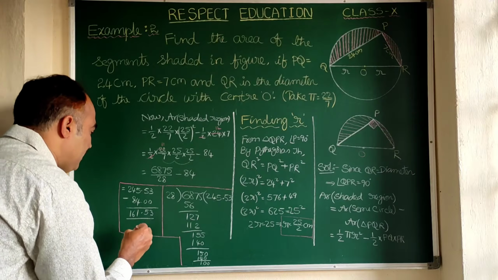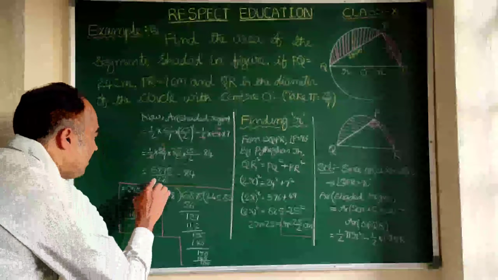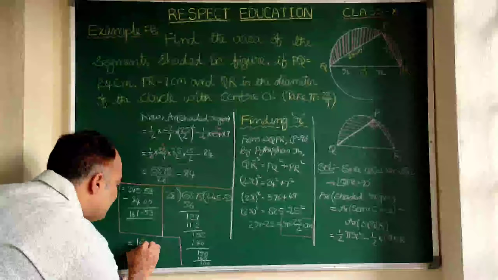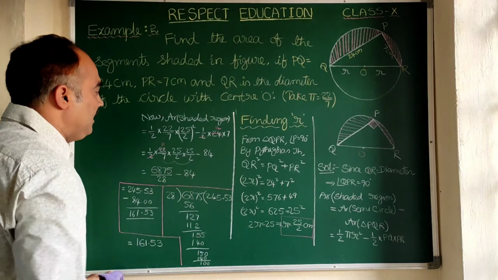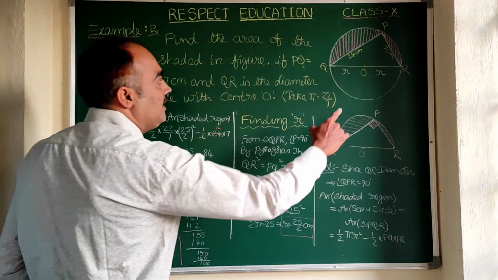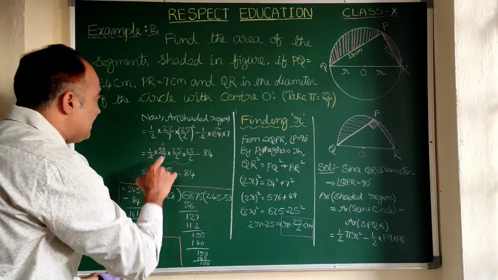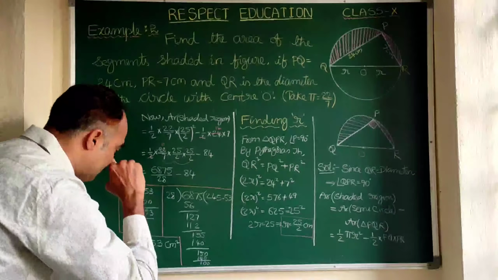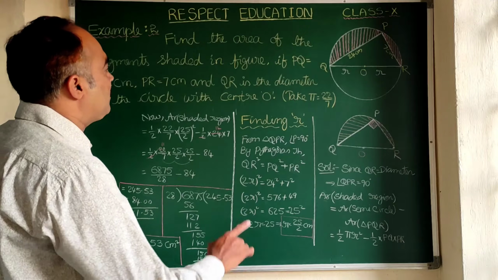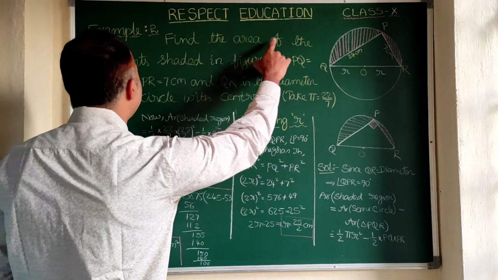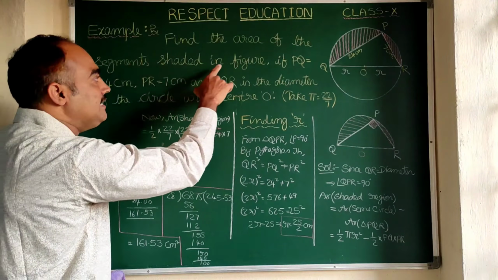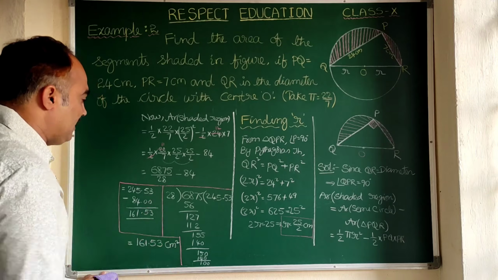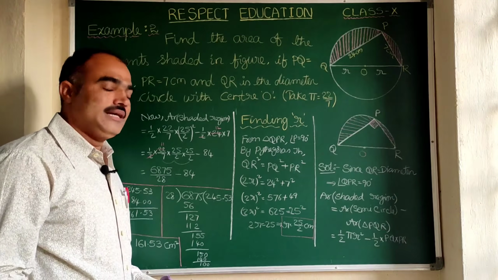So let us write the final answer here as, on dividing this, then after subtracting 84, we get 161.53. What about the units? As it is in centimeter, so here it is area. We need to write centimeter square, or we can say square centimeter. Therefore we can conclude that the area of the segment shaded in the figure is 161.53 centimeter square. So with this, example 2 gets completed.